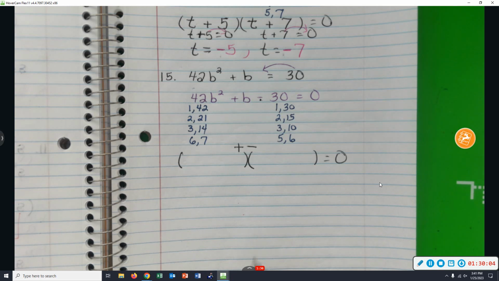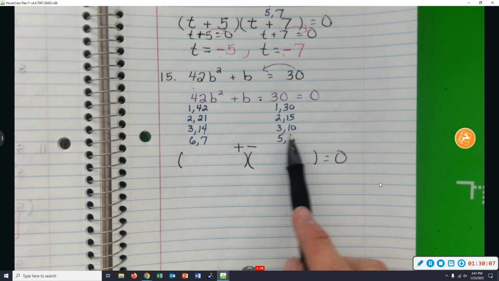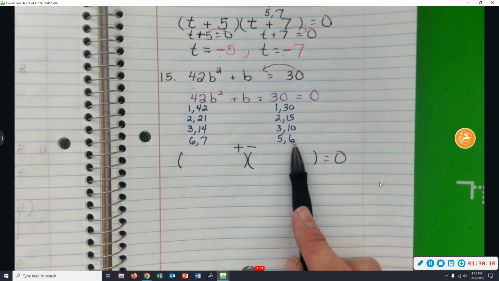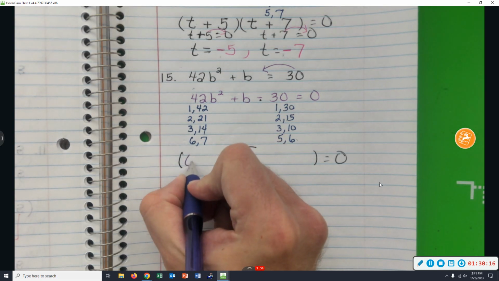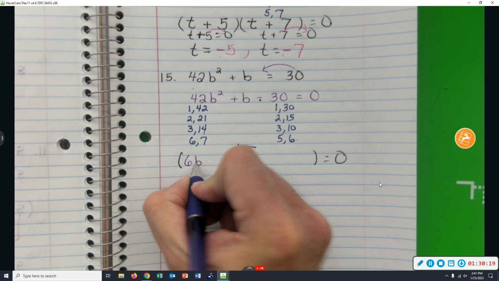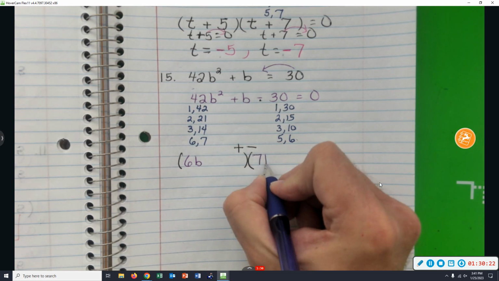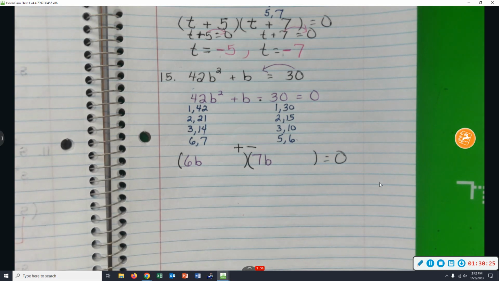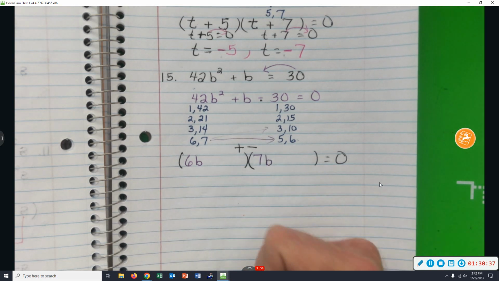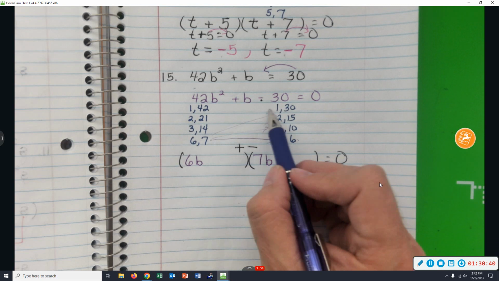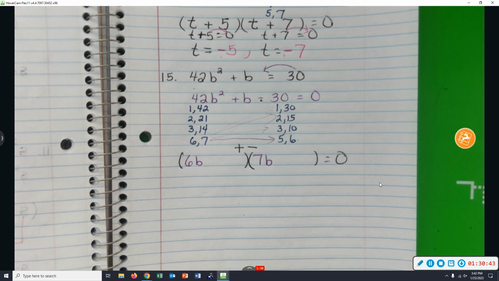I'm going to start with the two pairs closest together, the 6 and 7 and the 5 and 6. So I'm going to write down 6b times 7b. I'm going to try pairing it with a 5 and 6. If that doesn't work, I'll try a 3 and 10, a 2 and 15, a 1 and 30. I'm going to try the 5 and 6 first.